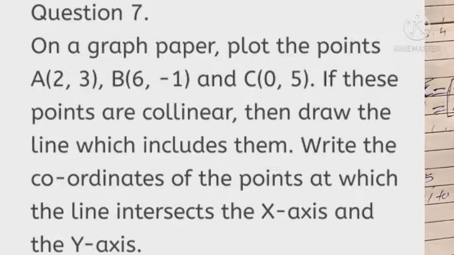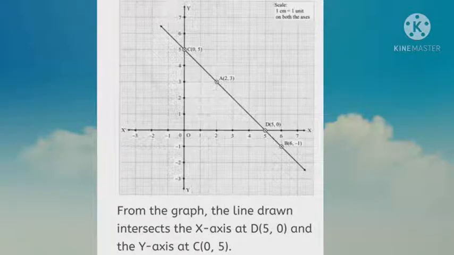Then see this line which you draw by passing through these 3 points. It intersects the x-axis and y-axis at one point each. Write the coordinates of those points. So plot these 3 points. Point A (2, 3) lies in the first quadrant. Point B (6, minus 1) lies in the fourth quadrant, plus minus. Then point C (0, 5) lies on the y-axis.